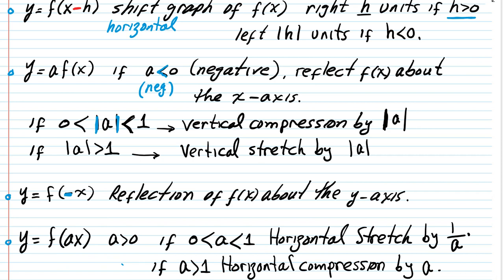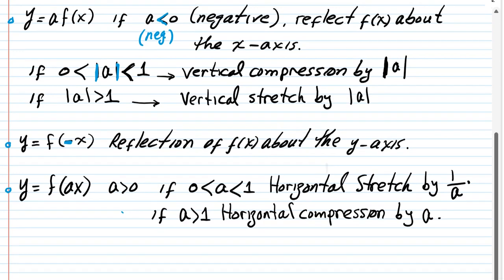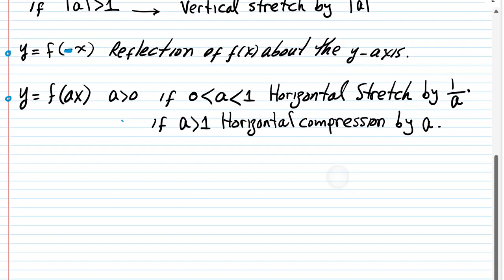And if a is positive here, depending on the value of a, so a between 0 and 1, like 1/2, 1/3, 1/4, 3/4, then there will be a horizontal stretch of the graph of the function by a factor of 1 over a. And if a is positive, then you have a horizontal compression by a factor of a. Now, of course, through examples, I'll show you how these work.